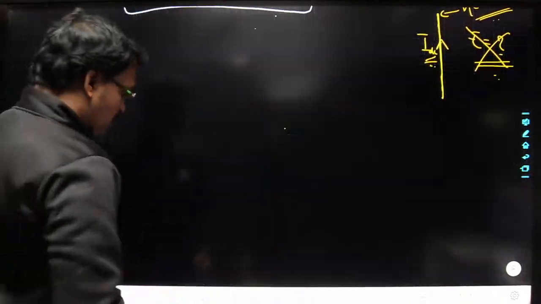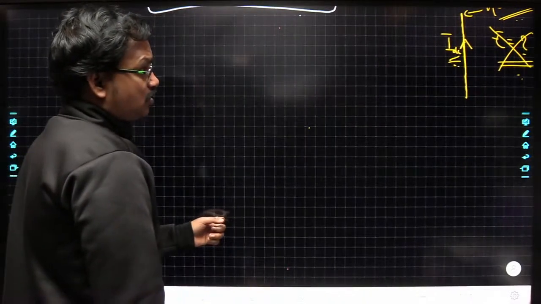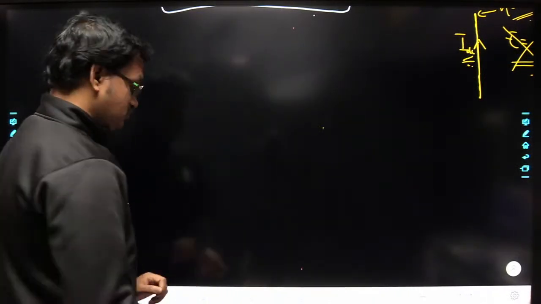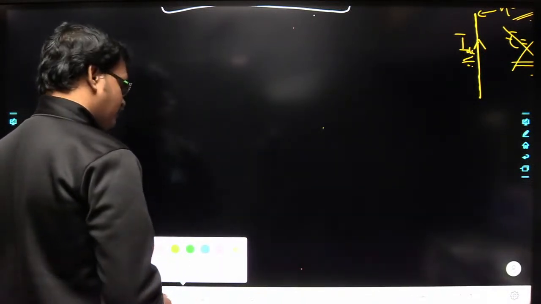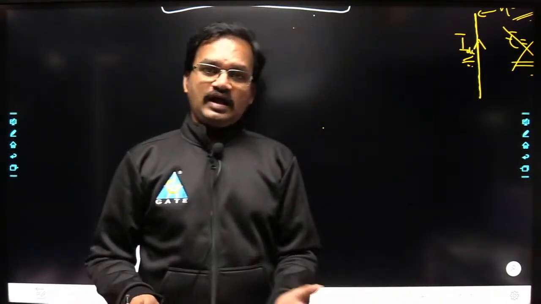By using this Lorentz force equation, they can ask some conceptual questions. So what type of questions can they ask? Suppose they give you two current carrying wires carrying the current in the same direction. Then they are going to attract each other, or repel each other, or not exert any forces on one another. Like that they may ask you the question.